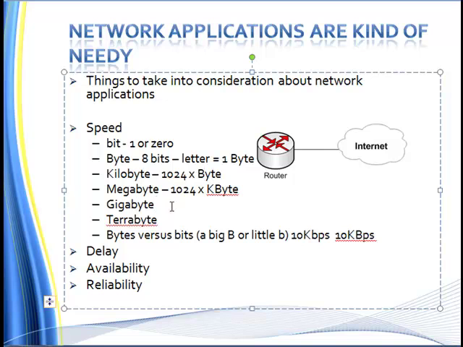And then a gigabyte is 1024 times a megabyte. And it keeps going up. Megabyte, gigabyte, terabyte. Think of beyond a terabyte as a petabyte and then a yottabyte, and it just keeps going and going. But the thing to take away from all this is that we as network engineers are usually referring to speed in bits per second and not bytes per second.